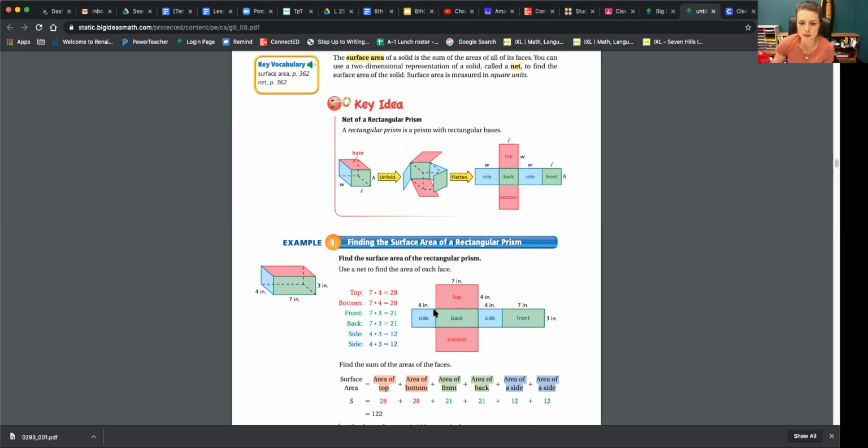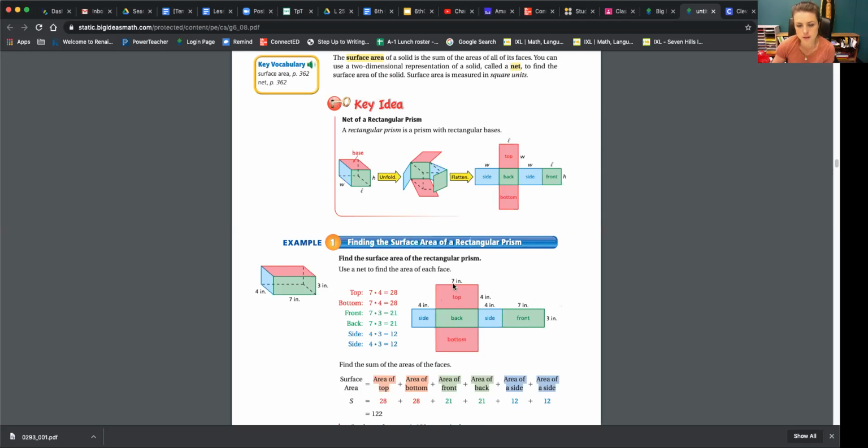Okay? Because if you were to put these back together, this edge and this edge would match up, right? So this would be 4 and this would be 4. This is also 7 and this is also 3. So we've got 3, 3, 3, 3, 3. This down here's got to be 4 as well, because this is 4. So this has to be 4 as well. Okay, so now we're going to find the area of each of these rectangles.